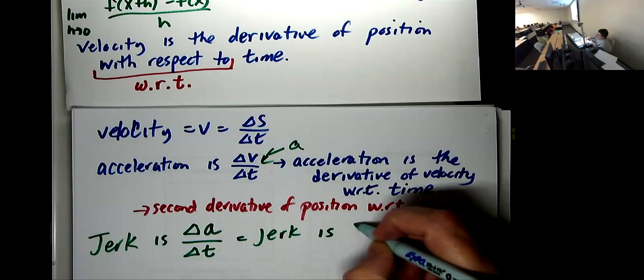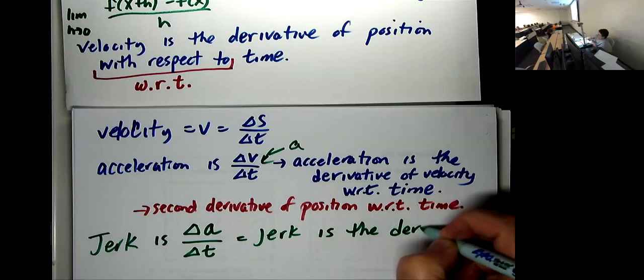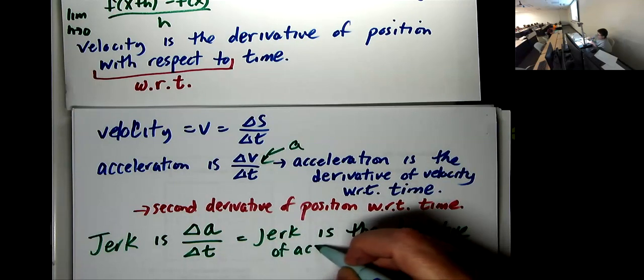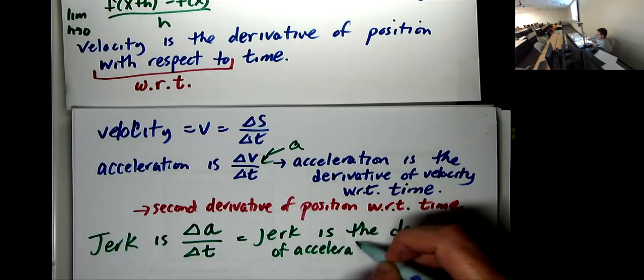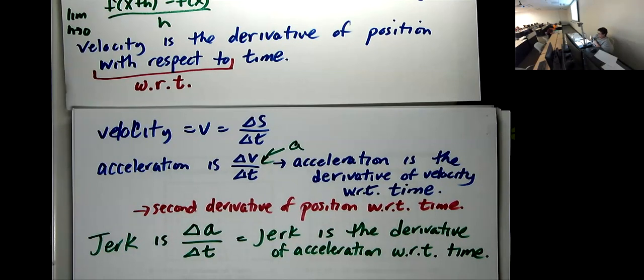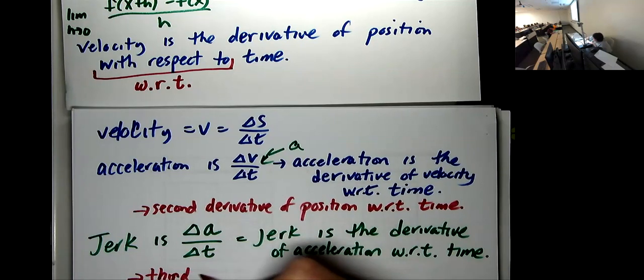So jerk is the derivative of acceleration with respect to time. And that makes it the derivative of the second derivative, which makes this the third derivative with respect to position, or third derivative of position.